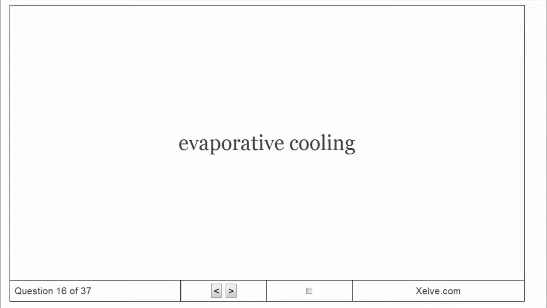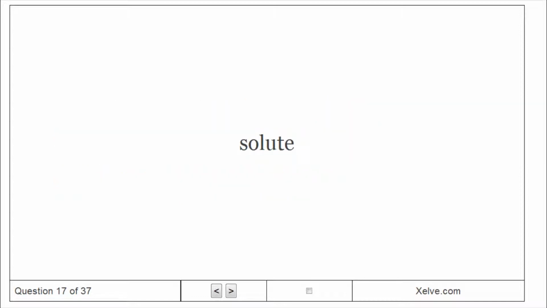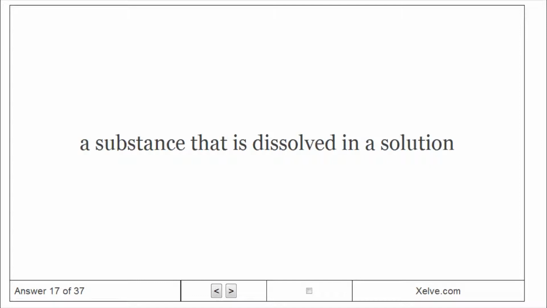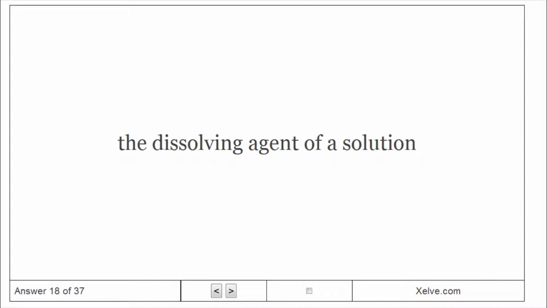Evaporative cooling. The property of a liquid whereby the surface becomes cooler during evaporation, owing to a loss of the molecules with the greatest kinetic energy to the gaseous state. Solute. A substance that is dissolved in a solution. Solvent. The dissolving agent of a solution.